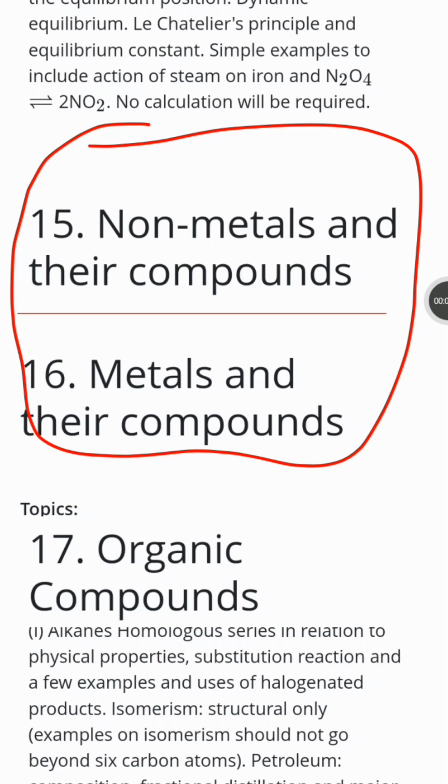Non-metals and their compounds, then metals and their compounds. For non-metals and their compounds, we're talking about compounds of oxygen, nitrogen, phosphorus. For metals, we're talking about maybe sodium, group 1 and group 2 elements, aluminium, how aluminium is extracted, how iron is extracted from their ores. This topic is wide, so you need to dedicate a lot of time to study these 2 topics. And they always ask questions from there.